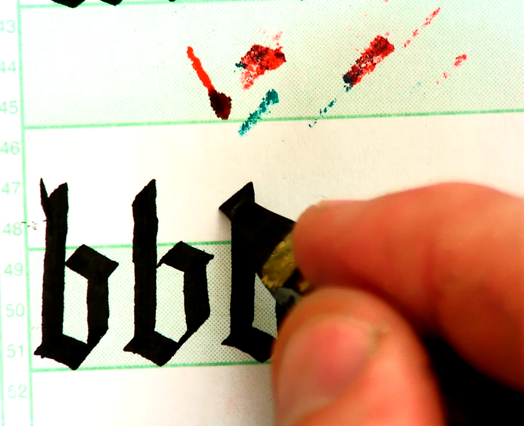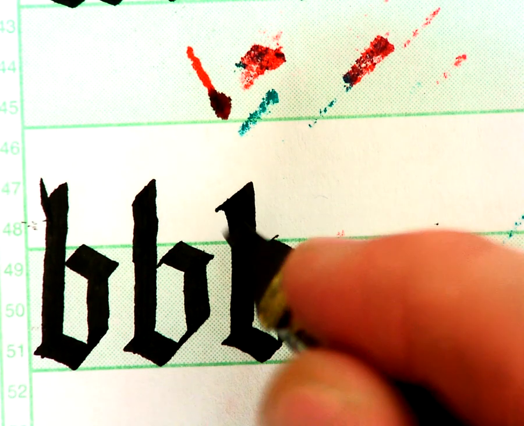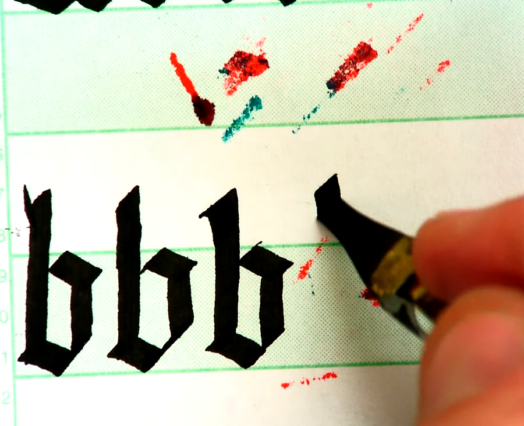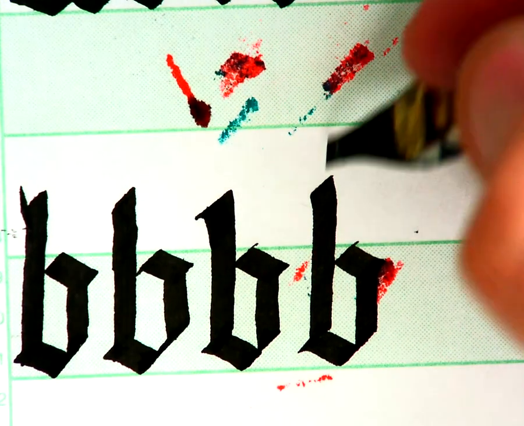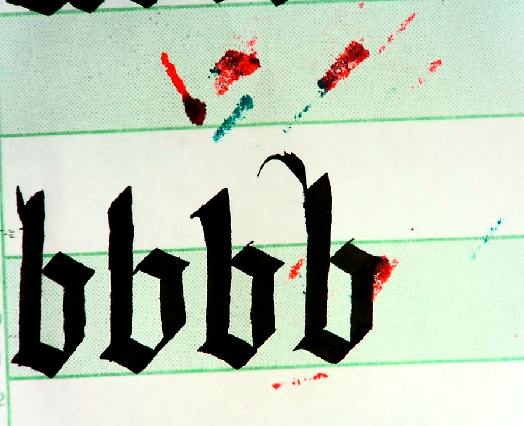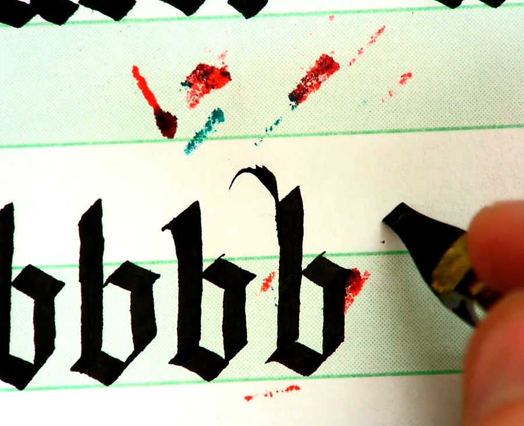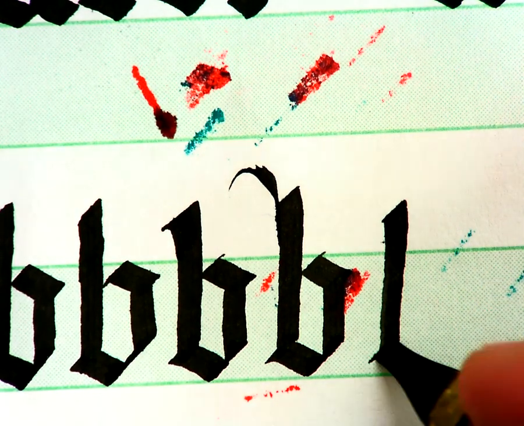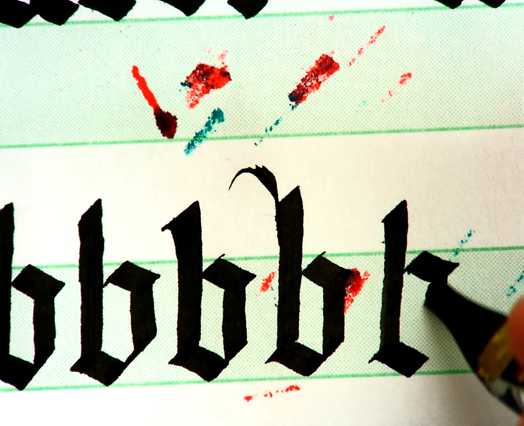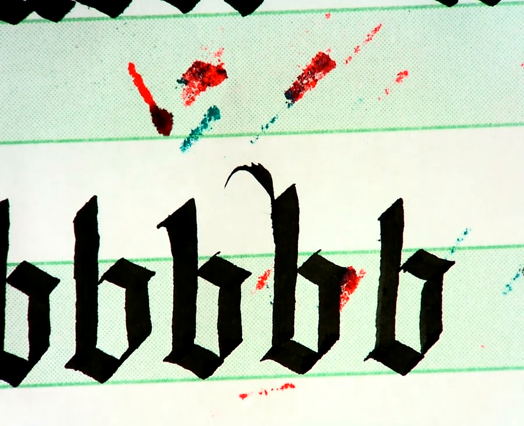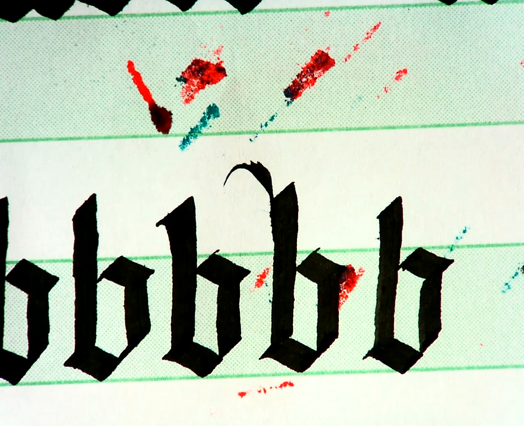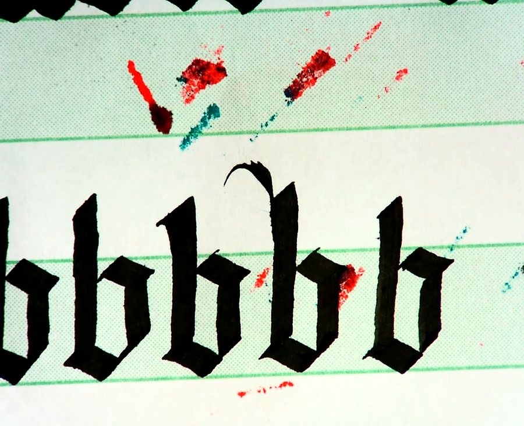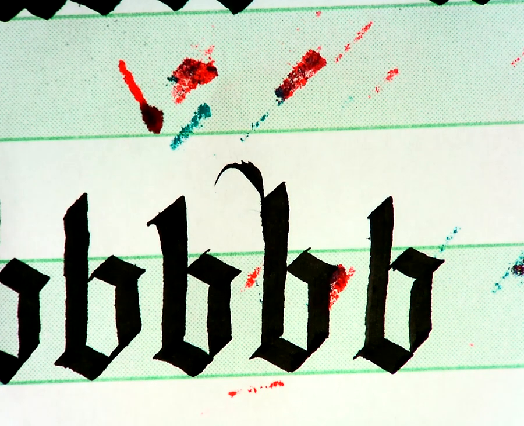You could add a serif like this, a little shark tail, something like that at the top. Something like that could work. I believe the first Bible ever printed, though, using a printing press, used black letter, used Gothic type.